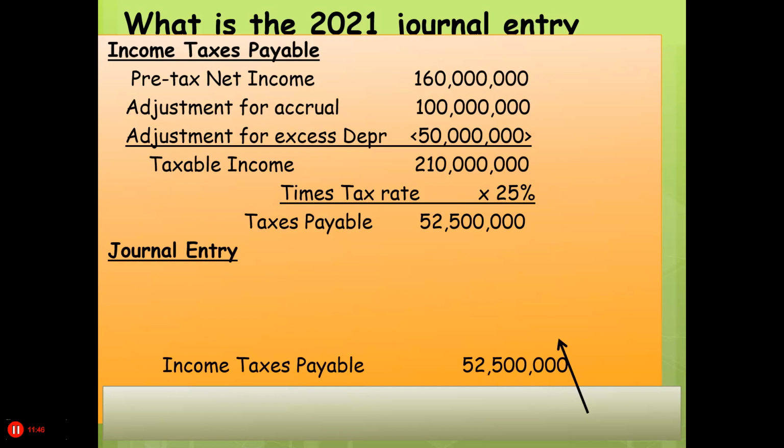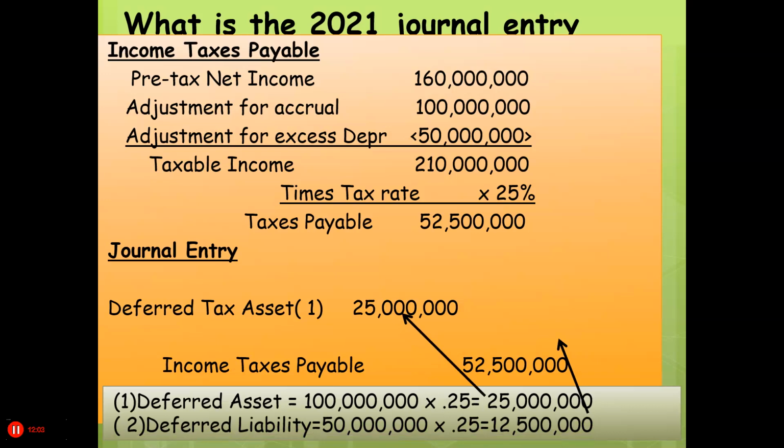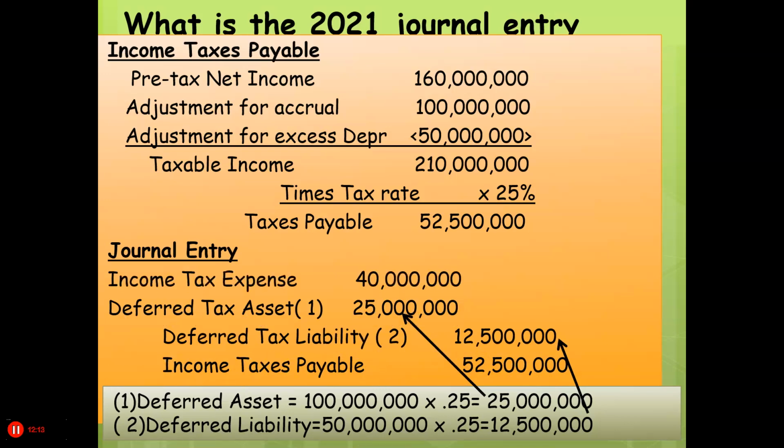Income tax payable is $52,500,000. Deferred tax asset is $100,000 times 25%, which equals $25,000. And then we have a deferred tax liability, which is our depreciation times 25%. And then our plug is going to be our income taxes payable.